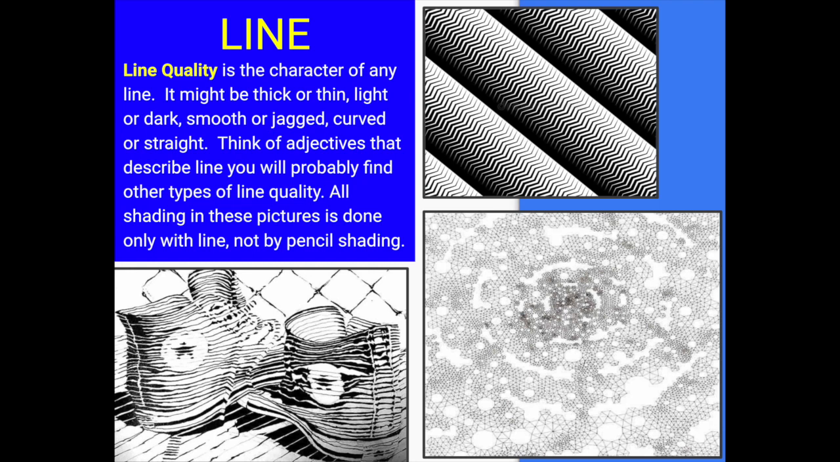So if you come up with extra adjectives, you'll probably come up with extra line qualities. Please notice that there is some shading in these three pictures that I have up here. Now, the shading was not done with the side of your pencil, like you might shade in some kind of shape, but instead it's shaded with the thickness or thinness of the line and how they come together.